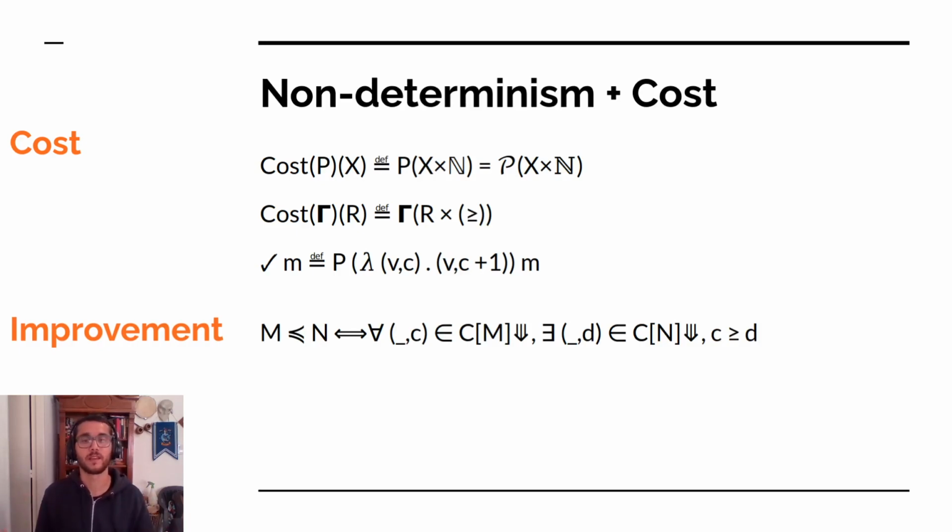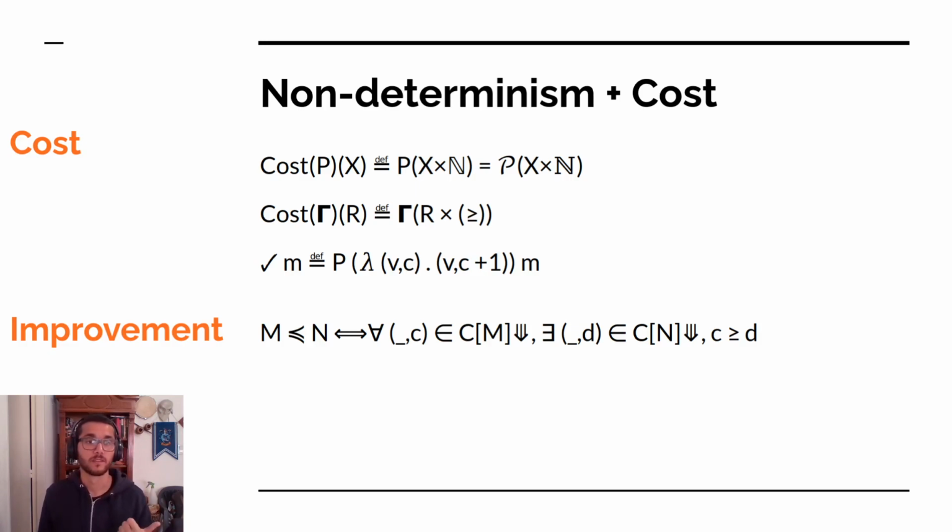And we can do the same for non-determinism. We get a cost-aware monad where each value is equipped with a cost just by composing the monad with the product with the natural numbers, and we get a cost-aware relator adding the observation that the cost does not increase by composing gamma with the product with the inverse order of the natural numbers. And we can also interpret the tick operation as the lift of the successor function on the second element of the pair.